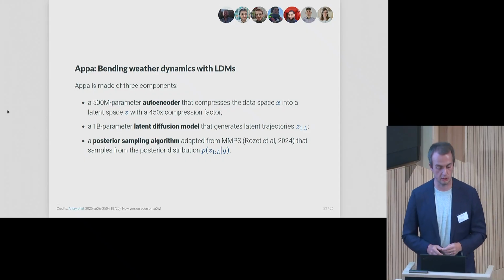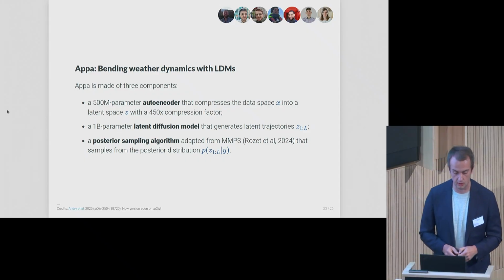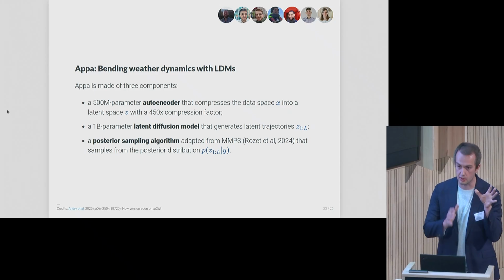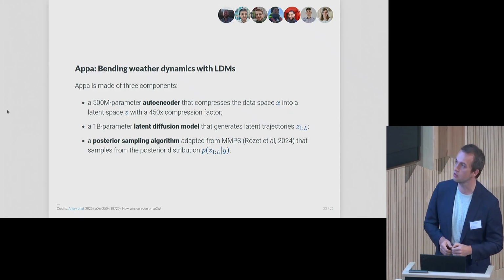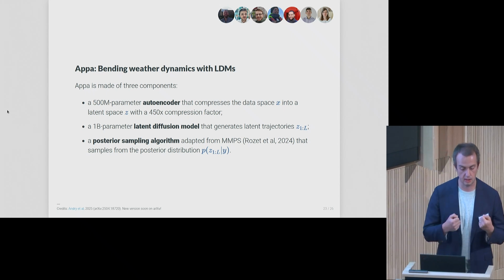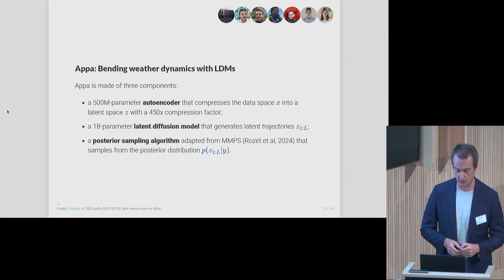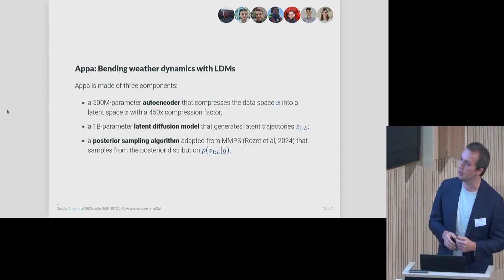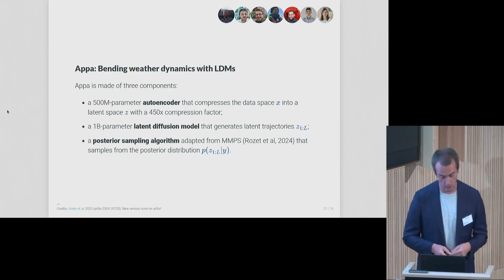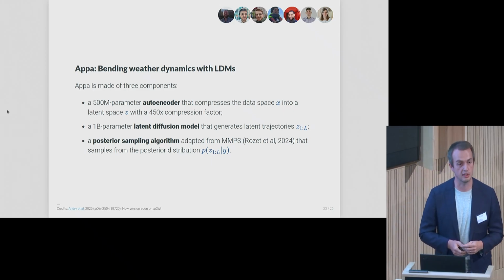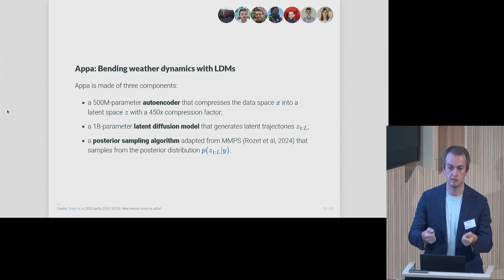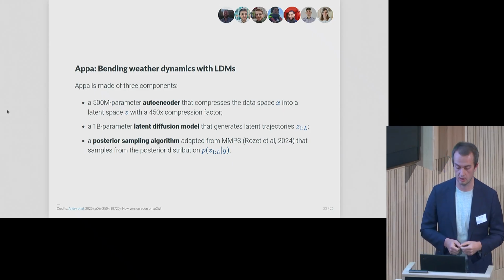So we have first an autoencoder, a 500 million parameter autoencoder that compresses the data from the data space into a latent space with a compression factor a bit below 500. Then we have a 1 billion parameter latent diffusion model that generates trajectories in this latent space, which we then decode back into the data space with a decoder. And finally, we can combine this latent diffusion model with a posterior sampling algorithm to solve the data assimilation problem, which is, in this case, a problem of estimating the posterior distribution of the compressed atmospheric state given some observation.